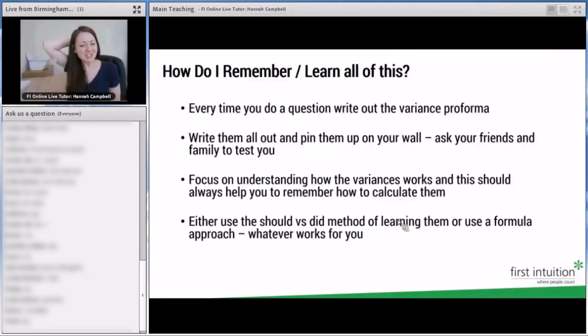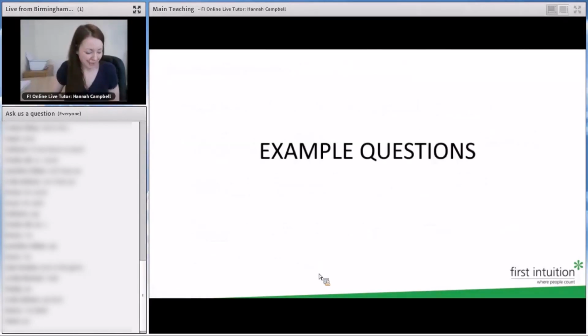Brilliant. So as I was just saying, whatever works for you, the should versus did way of thinking about things, or learning the formulas, whatever works for you. I'm a bit of a formula person, so that's what I prefer, but not everybody is the same, so do whatever works for you. Okay, brilliant. So we're going to do some examples of questions now. Oh, practice, that's another important one, but we've already spoken about that.